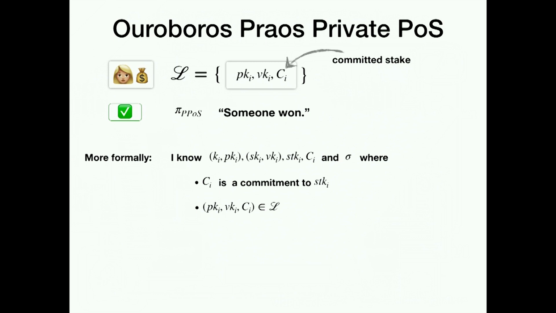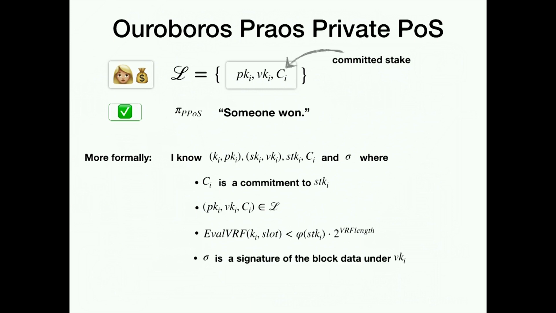So in other words, these two lines say, I own that much stake. The next line says, I won the lottery. It's just this lottery condition here. And finally, this signature I know here is a signature of the data block under the public key of the signature scheme in my account. This last line again is to prevent others from just stealing my proof and making their own block. Now the interesting question is, how can we do this? So the goal is now to create this proof in zero knowledge.